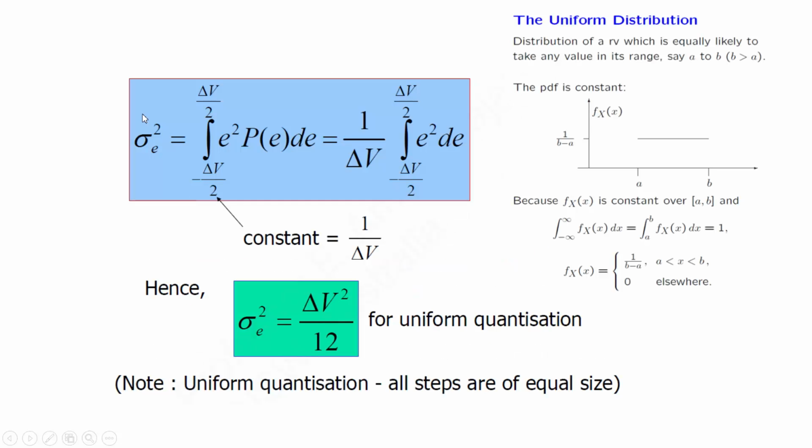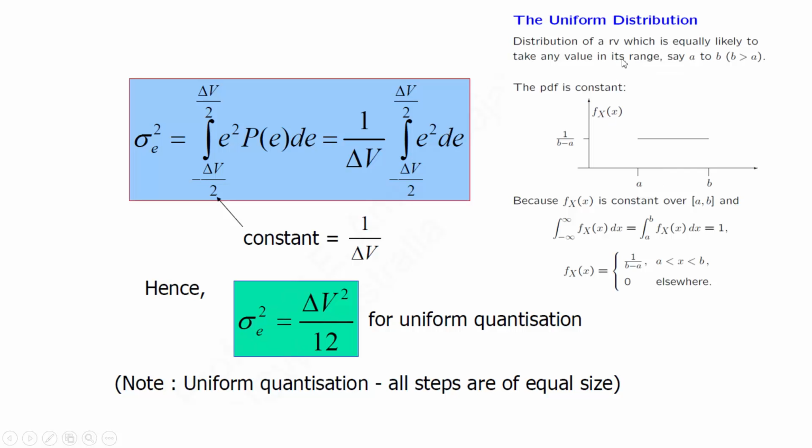Now sigma E square is the variance, right? And the variance is given by the integral of E square, which is the quantization noise, times the probability density function, and the limits are from minus delta V by 2 to delta V by 2. I have taken a general case of the uniform distribution of a random variable.